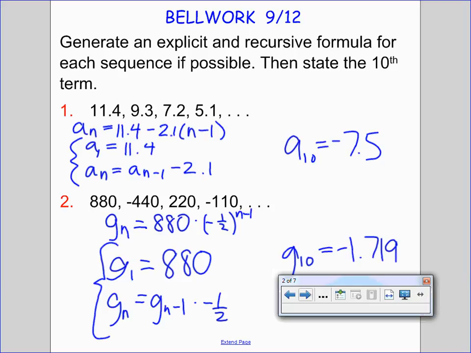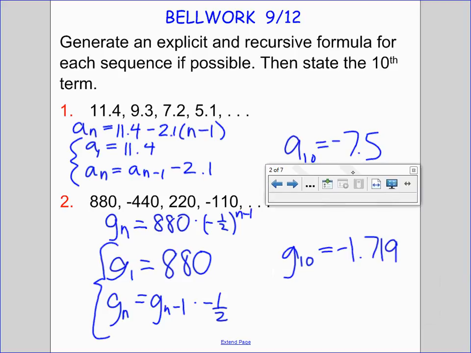Recursively, I need my start value, and then I need a rule that gives me the current term based on the previous term's value. It looks like I multiply by negative 1/2 every time. Nice work. And if we did that out, we get about negative 1.79. Raise your hand if you have g sub 10. Great work, you guys. What questions do you have on the first two?